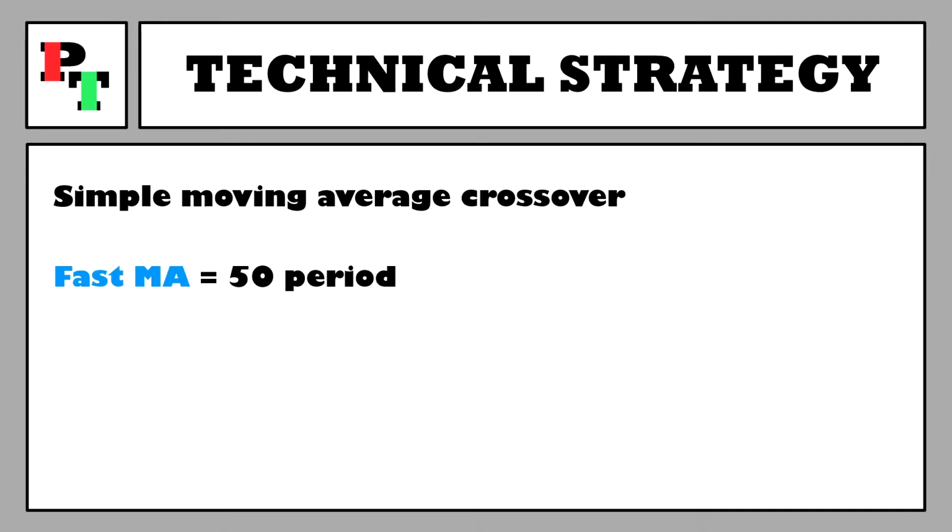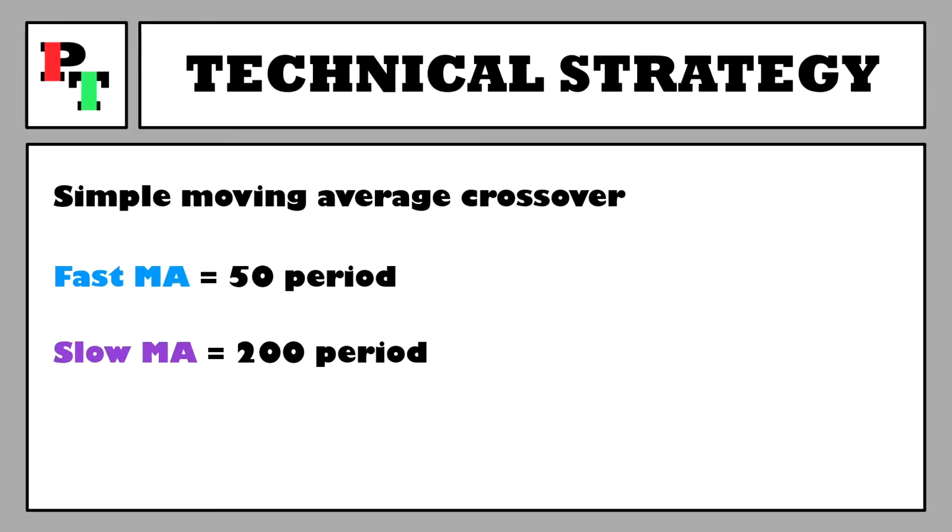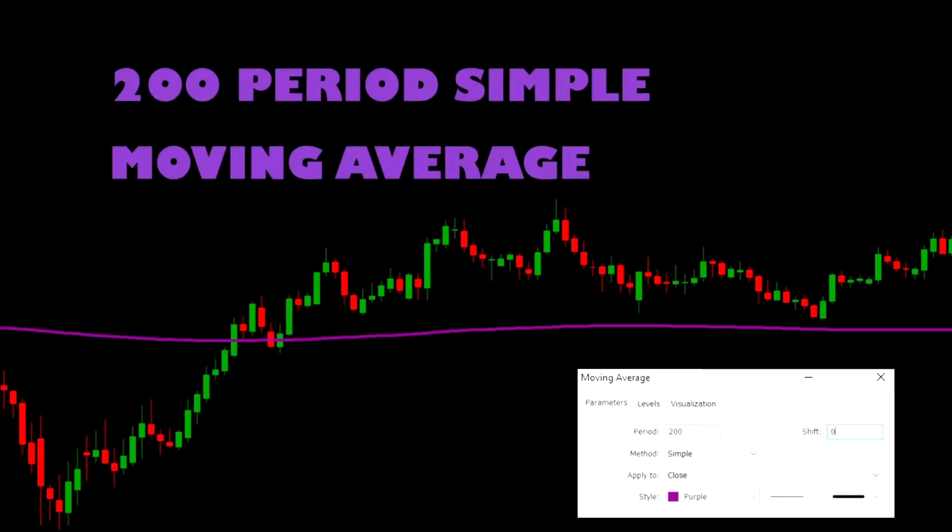For our crossover strategy, we'll be using two averages. Our fast average will be the 50 period, which looks a little something like this. And our slow moving average will be the 200 period average, which will be a bit like this one here. The 50 and the 200 are a classic combination for fast and slow averages. Their crossovers are commonly known as the death cross and the golden cross.